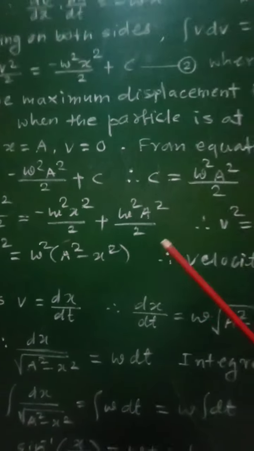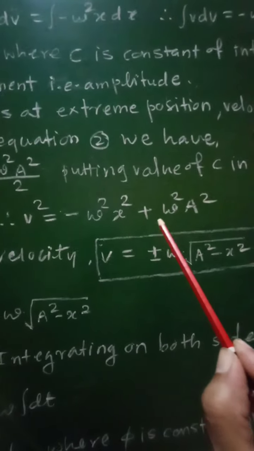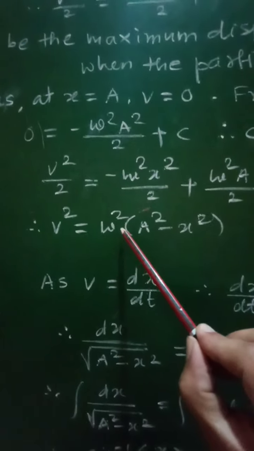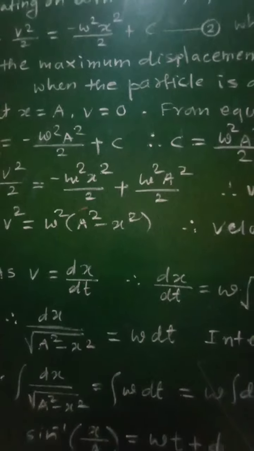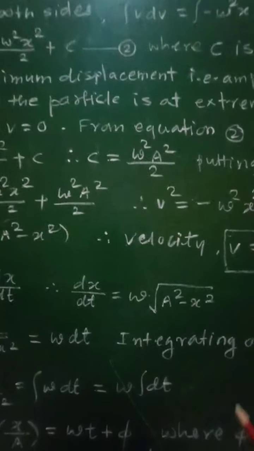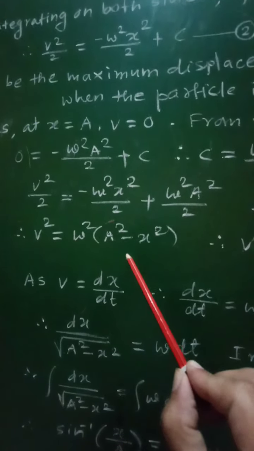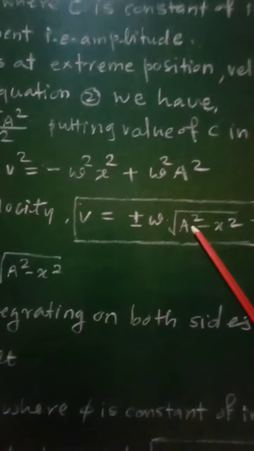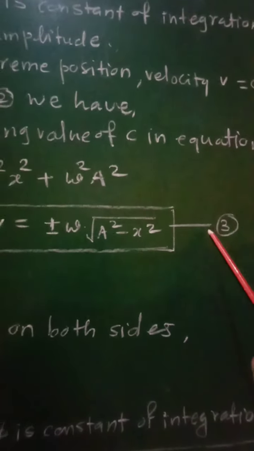Cancelling 2 from all these three terms, we will get v square equal to minus omega square x square plus omega square a square. Now this can be written as v square equal to, taking omega square common, omega square into a square minus x square, plus term is written first, and therefore taking square root, velocity v will be equal to plus or minus omega root of a square minus x square, equation number 3.